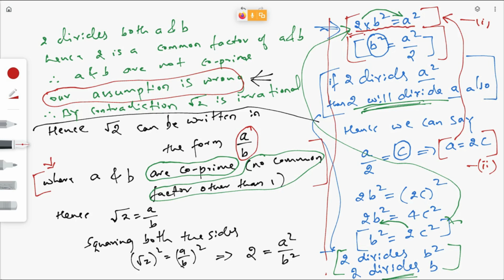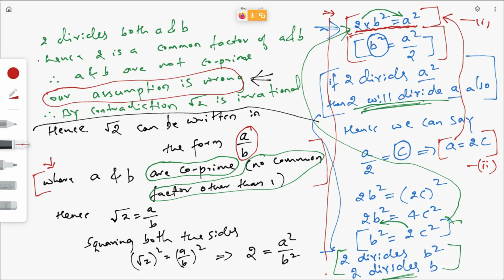See on the screen. So what is the meaning of this statement, 2b square is equal to a square? 2 divides a square. This one is important, just remember this. The meaning of this equation is 2 divides a square. Yes or no? 2 into b square is a square, that is, 2 into some number is equal to a square.